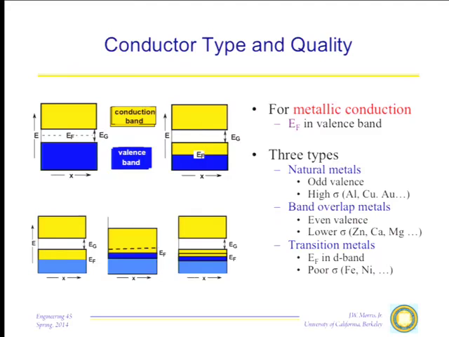Band overlap metals have lower conductivity, which is kind of surprising because they look like good metals. I'll tell you why in a moment. Transition metals have even lower conductivity, which may be more surprising still because there are all kinds of electrons. All right, now what's going to determine the conductivity of the metal? The primary thing that's going to determine the conductivity of the metal is how many conduction electrons are available.